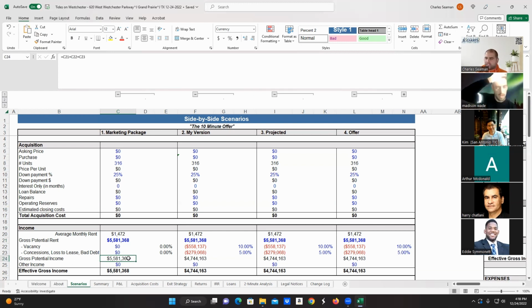Okay, so Charles, yes, does pet rent or anything like that affect either of these numbers? No. That would actually go down here in the other income. So this number up here is really just your base rent and any collection loss that you have.